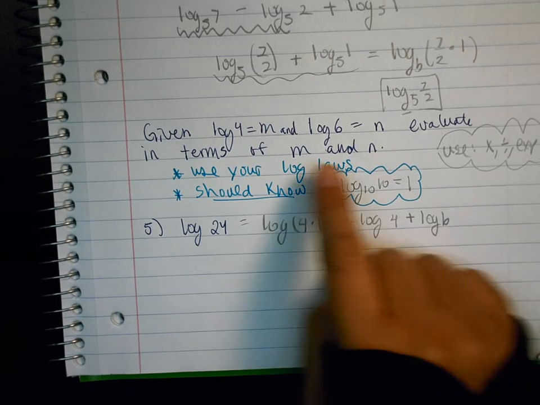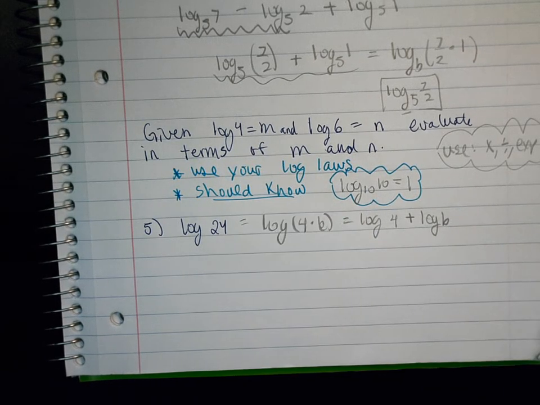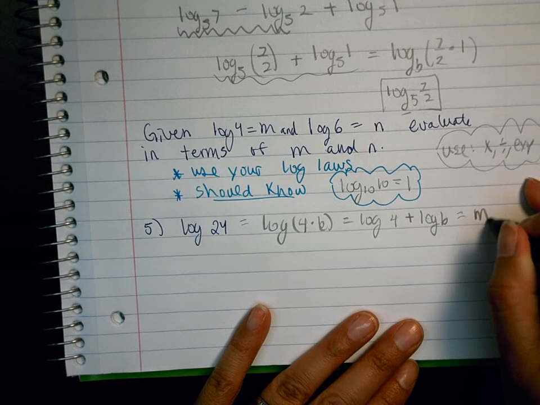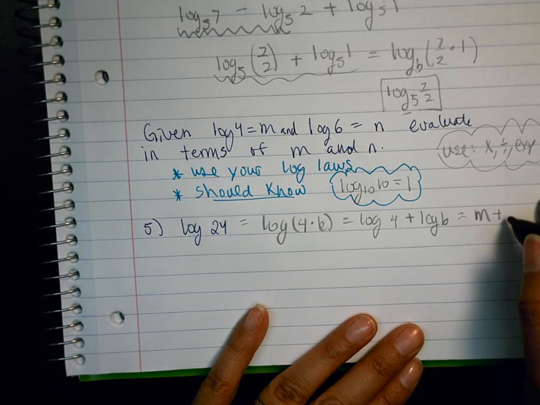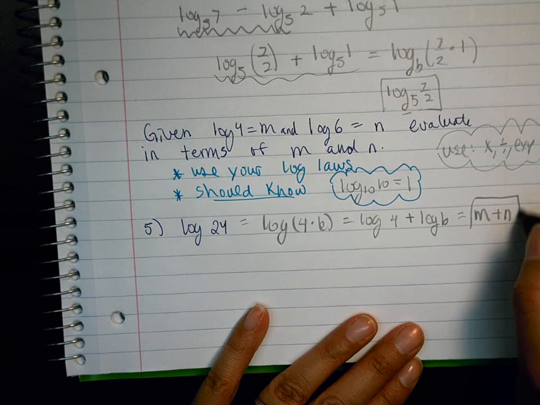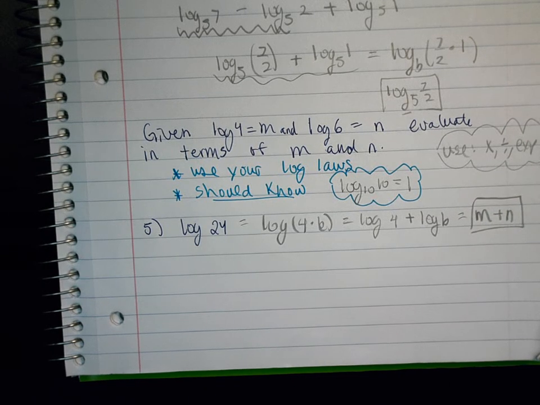What is log of 4? What's log of 6? M plus n is our final answer. Your final answer should not ever be m times n. It should be m plus n or m minus n, something like that. Not m over n or m times n.